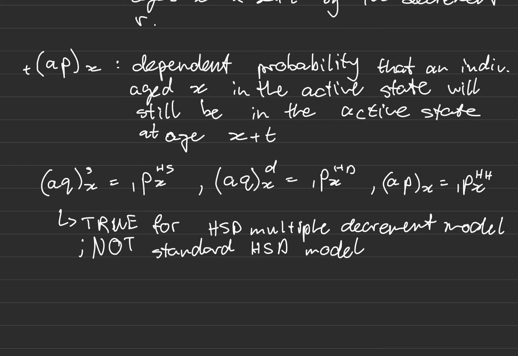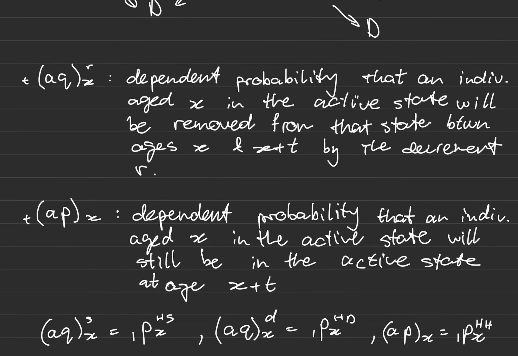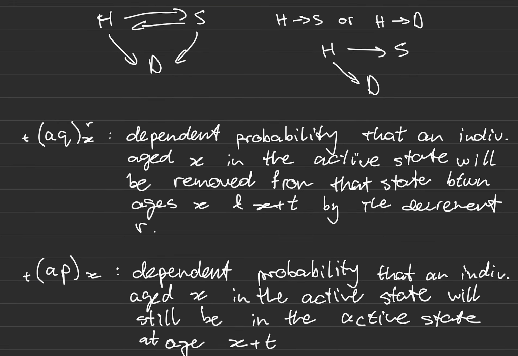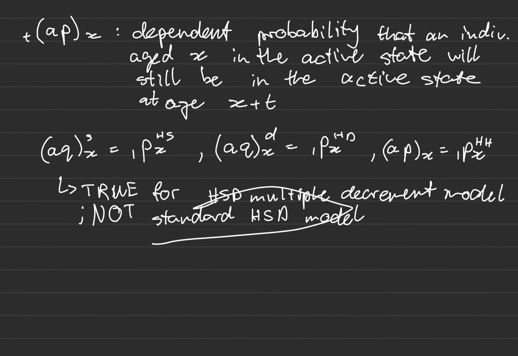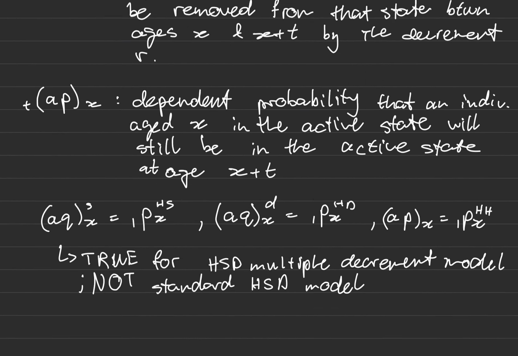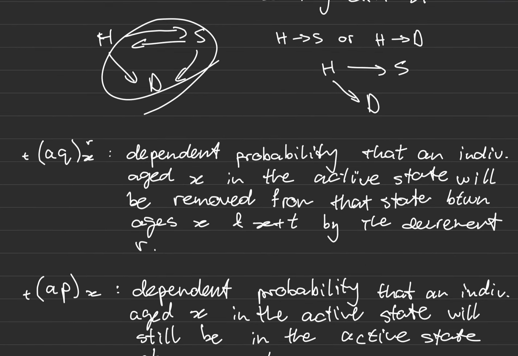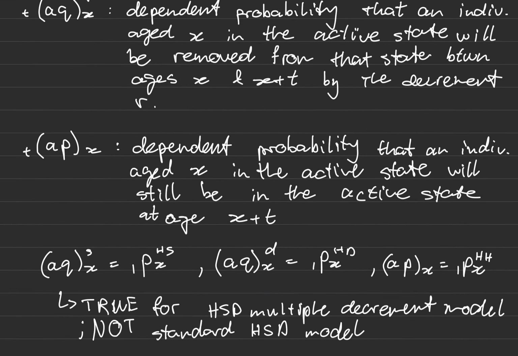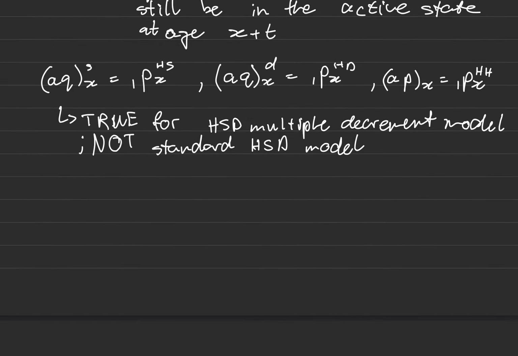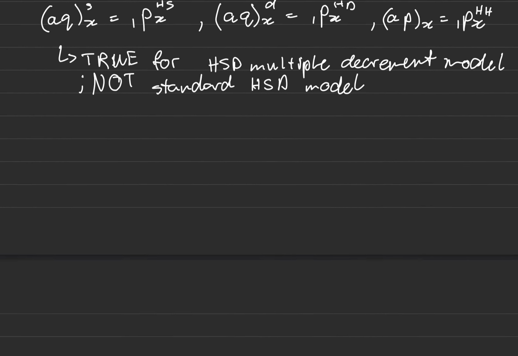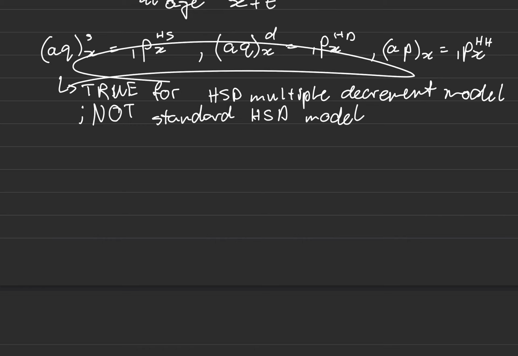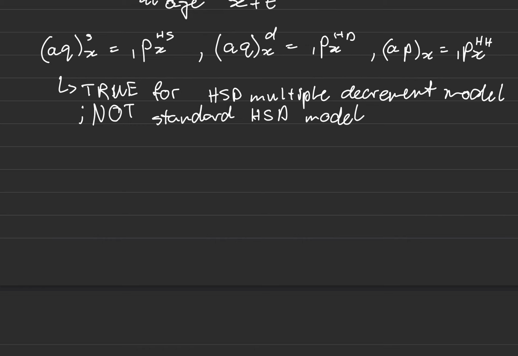Okay, so this is true for the HSD multiple decrement model, which is this here, but it's not true for our standard HSD model, which is this diagram over here. Okay, so let's actually explore this concept a little bit further with why some of these are equal and why they're not equal, and the relative sizes of them.